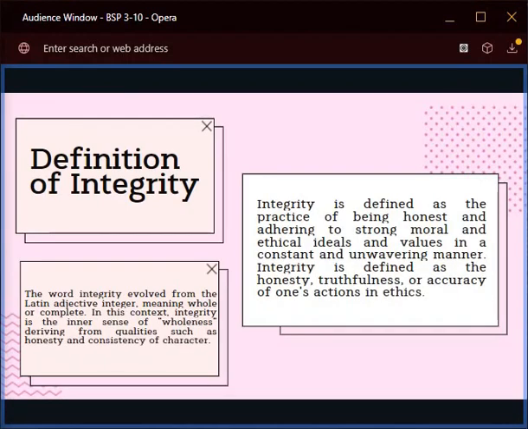Okay, so I'll start by reading what's here on our PPT. Let us first define the word integrity. Integrity is defined as the practice of being honest and adhering to strong moral and ethical ideals and values in a constant and unwavering manner. Integrity is defined as the honesty, truthfulness, or accuracy of one's actions in ethics. So in simple words, integrity focuses on a psychologist's honesty, whether it is in research or in practice.